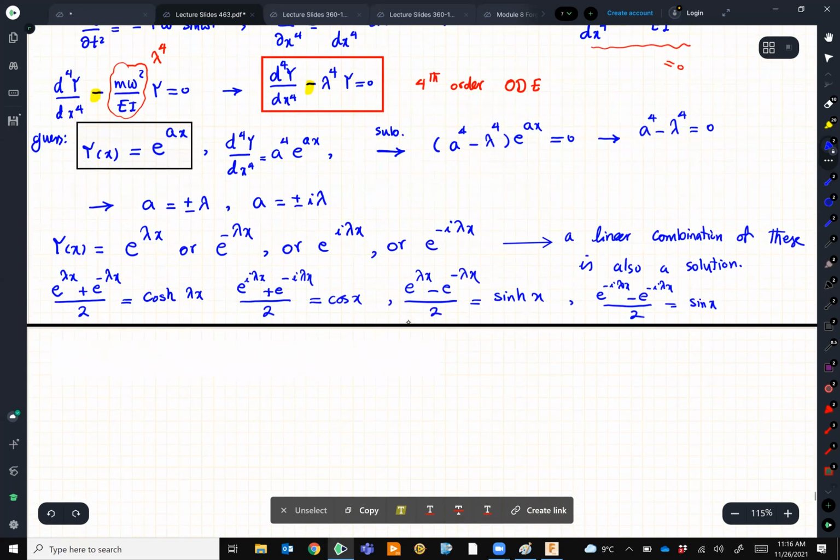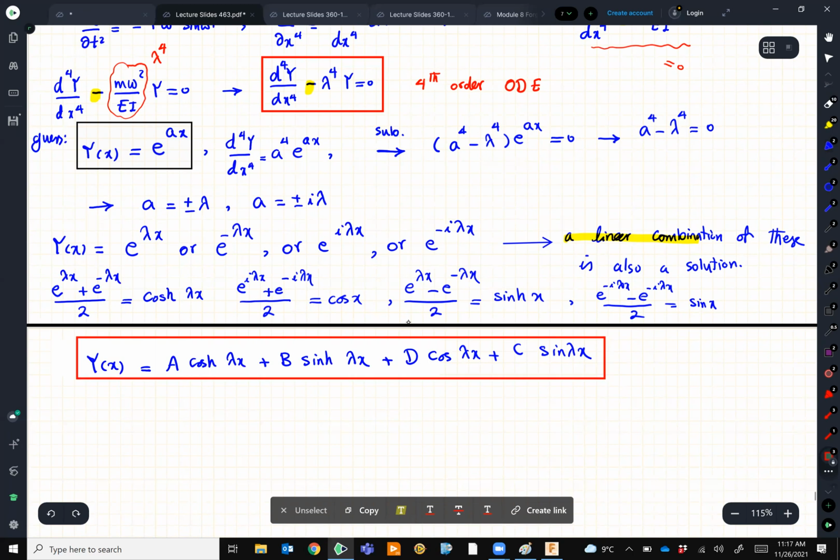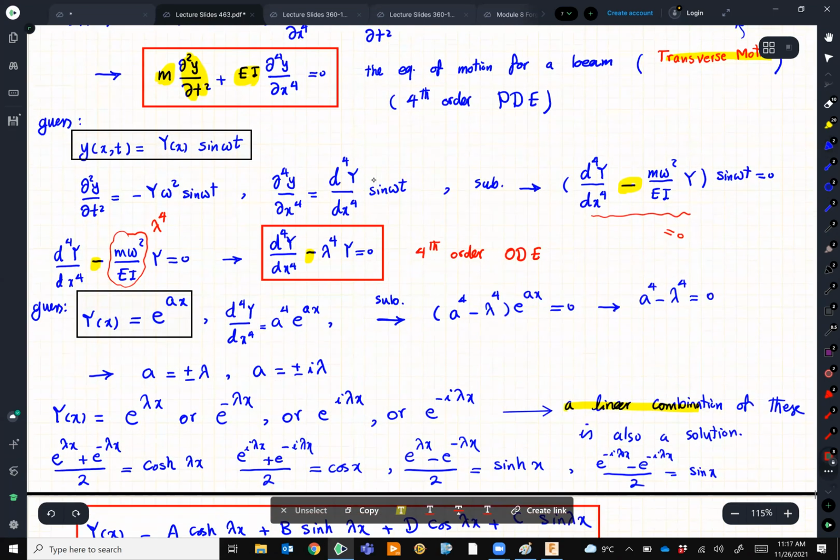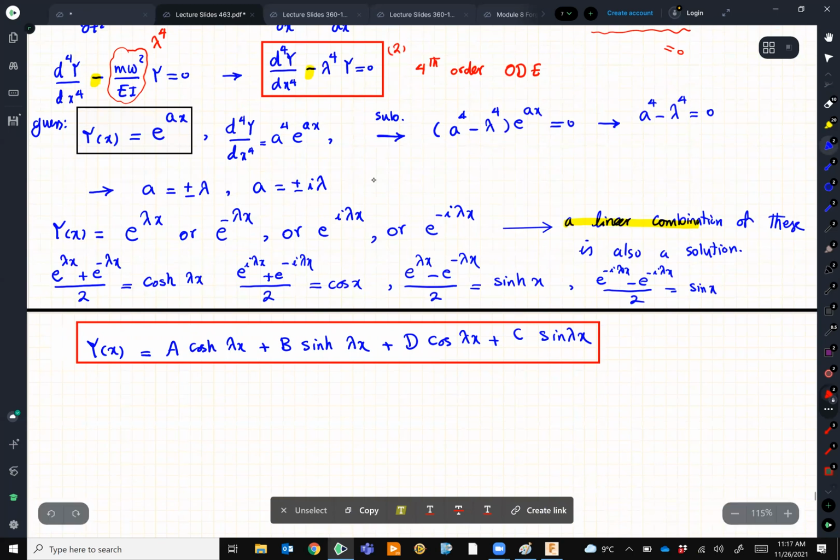All right. So if I combine all of that, and as I said, any linear combination of them, my y(x) will be A cosine hyperbolic of lambda x, B sine hyperbolic of lambda x, C cosine of lambda x, plus D sine of lambda x. So here is the solution for that 4th order differential equation in the box that we have. Okay, so let's number them, and rather than that box, we can just call them equation 1 and 2. So here is the solution for equation 2.